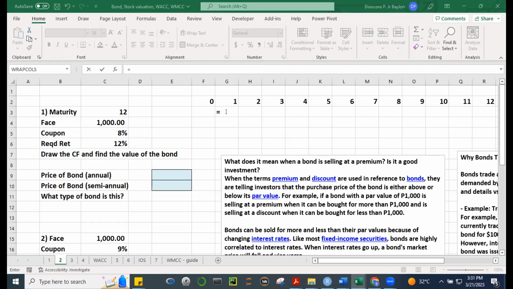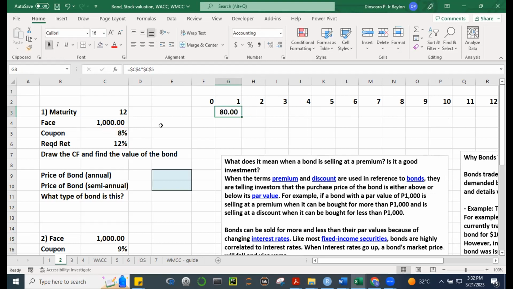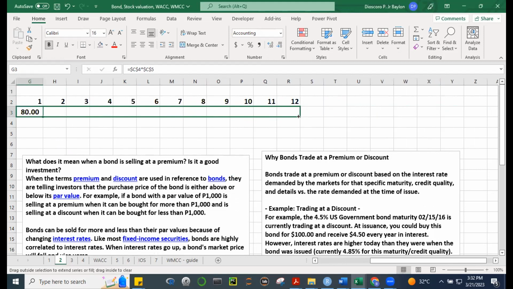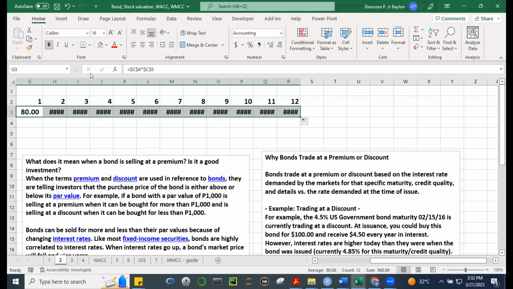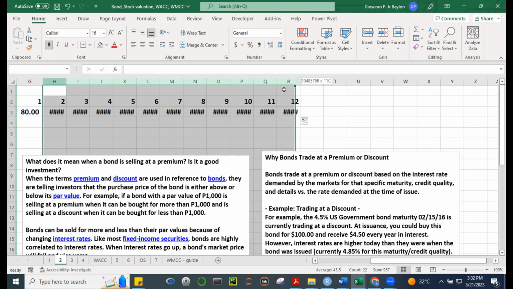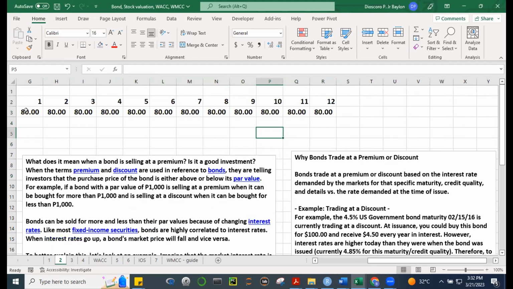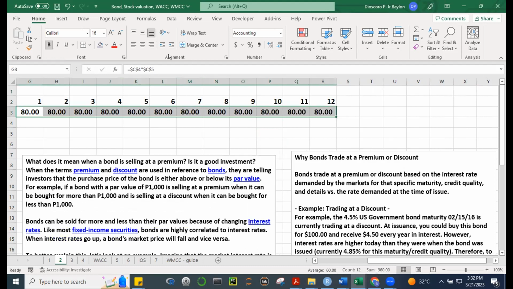Because the face value of our bond is 1,000, right? So let's fix this. How much is the rate that is to be paid by the company? It's a coupon rate. We call it coupon rate. All right, so it's fixed. So the company will pay us 80 pesos, 80 pesos for 12 years. Okay? And then, is there any other cash flow, class? Is there any other cash flow?